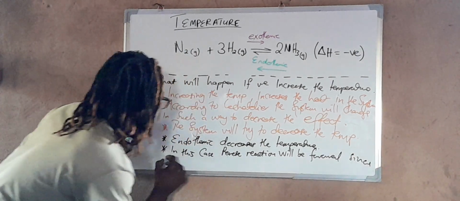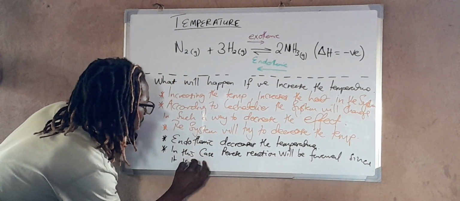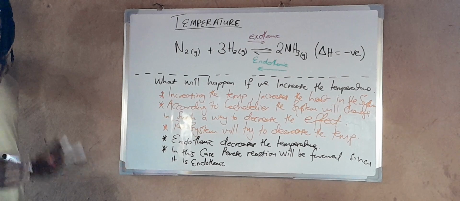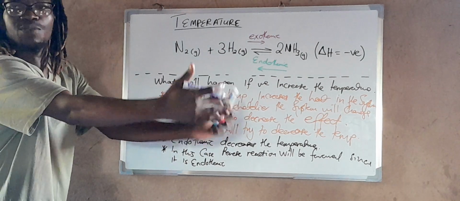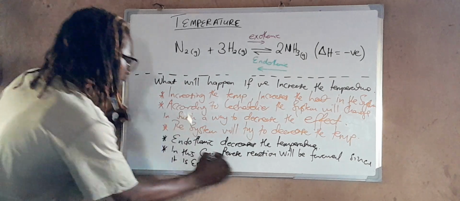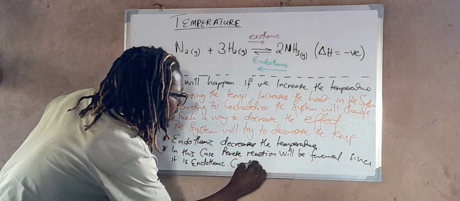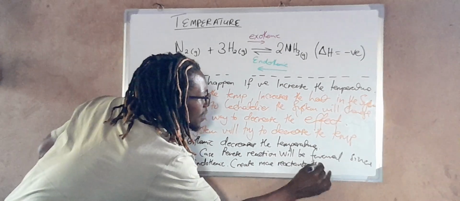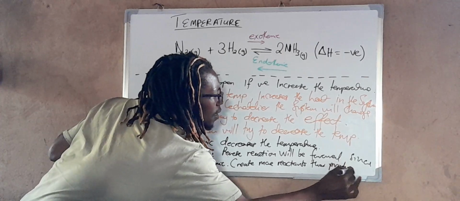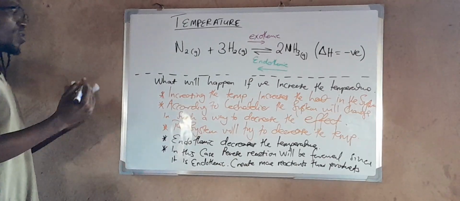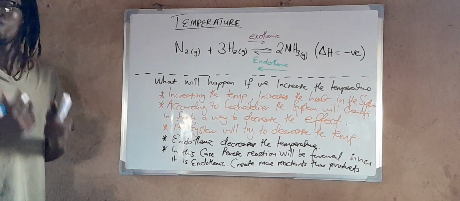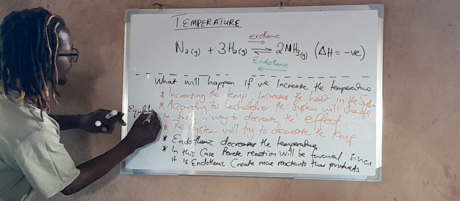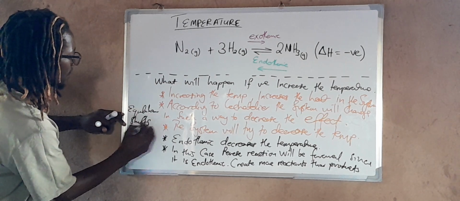Since it is endothermic. So if the reverse reaction is favored now, what is going to happen in the system? It means that we are going to create more reactants than products, right? So if we have created more reactants than products, where is our equilibrium going to shift? To the left. So it means that our equilibrium shifts left.